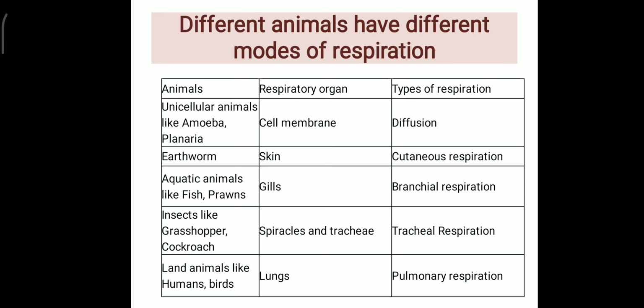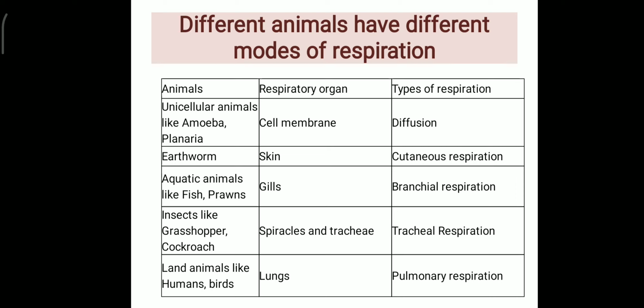Number 2 is cutaneous respiration. From the name it is very clear: cutaneous shows that the respiration takes place through the skin, and a good example for that is the earthworm. The third one is branchial respiration, and it takes place through the respiratory organ called gills. Aquatic animals like fish and prawn undergo branchial respiration.